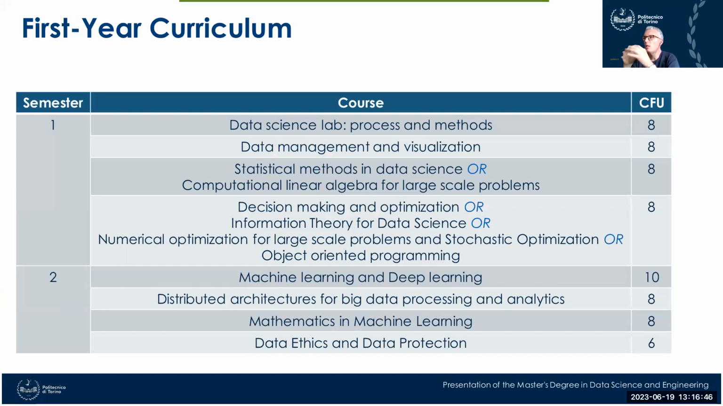The curriculum is based on these courses. Now we'll report you the content of the courses that you can select if you will attend the master's degree in data science and engineering. In the first year, we have mainly mandatory courses: data science lab, data management and visualization, machine learning and deep learning, 10 credits, distributed architecture for big data, mathematics in machine learning, data ethics and data protection.